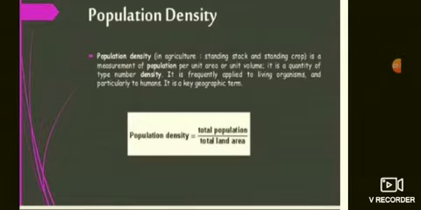The population of an area is described on the basis of three parameters. One is the number and kind of individuals of a species. Second is the given space or area, and third is the time.